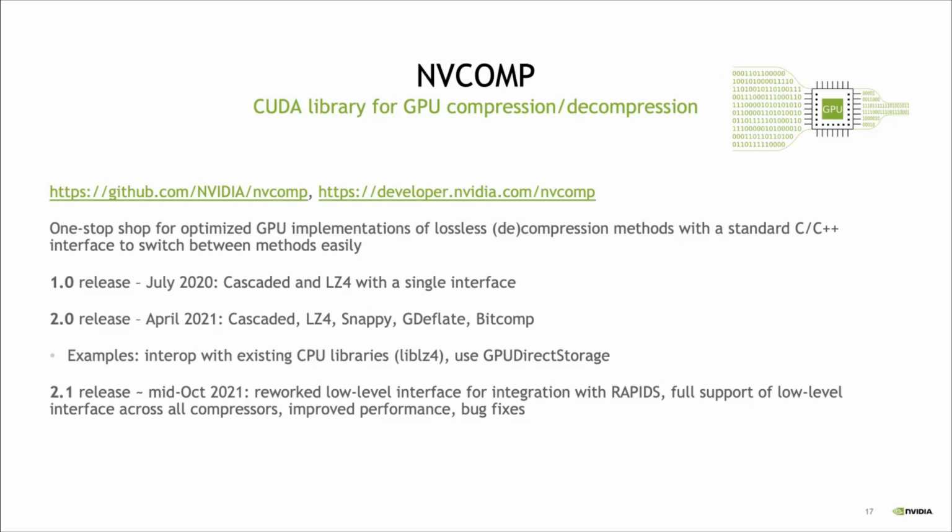And then 2.1 we're working on right now. It's pretty close to being released. I think we're going to release it probably in a few weeks. And we're integrating it into Rapids. So now Rapids will use NVCOMP for their compression, decompression. And in 2.0, we introduced some of the new interfaces, but we didn't have full support across all the compressors for them. And so now we're making sure that's all supported across all compressors. We have some bug fixes and performance improvements as well.